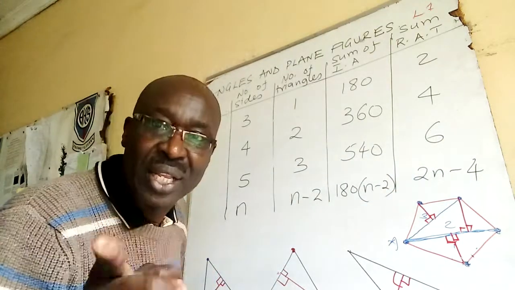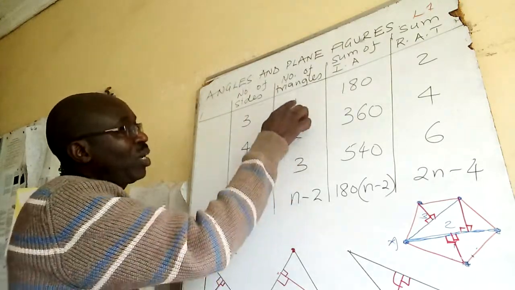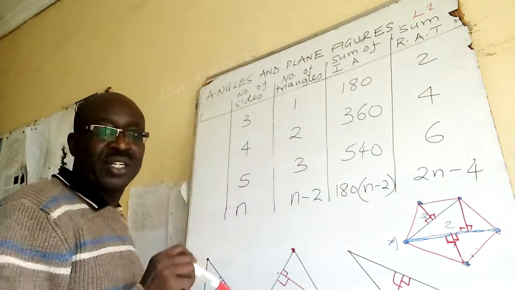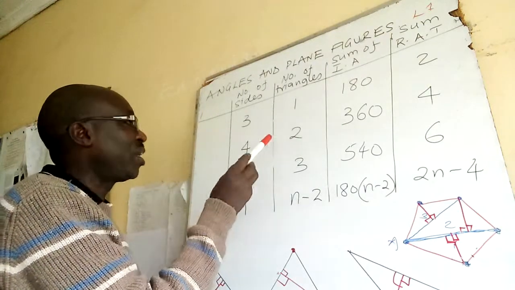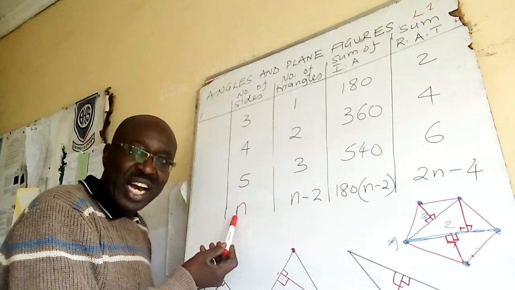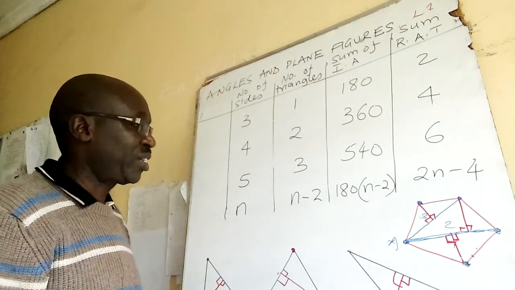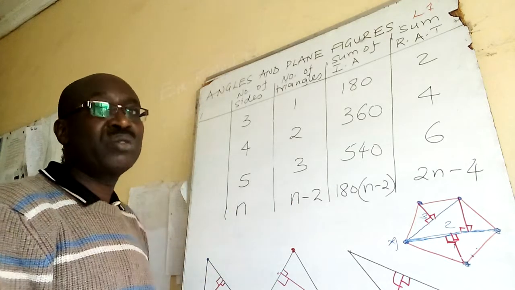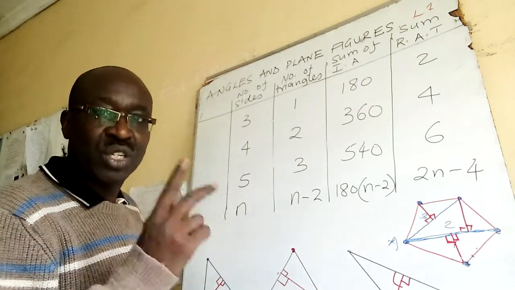Now, the key thing is here. Suppose I have n. Look at this sequence: 3, 1, 4, 2, 5, 3. So it's like we were subtracting 2. 3 minus 2, 1. 4 minus 2, 2. 5 minus 2, 3. And therefore, if they are n, we also subtract 2 from n. Very important, okay? That is what will always give you the number of triangles. Calculate the number of triangles. Remember, after getting n, you subtract 2.